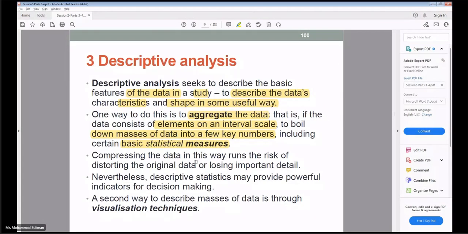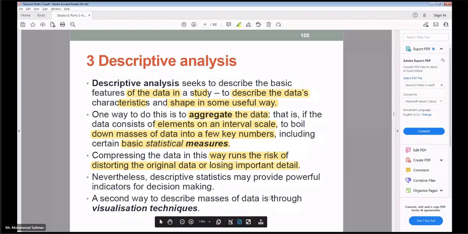Compressing the data in this way runs the risk of distorting the original and losing important details. Nevertheless, descriptive statistics may provide powerful indicators for decision making. A second way of describing the masses of data is using visualization techniques, that you put all the data in the form of figures, in the form of graphs. That is by visualizing.